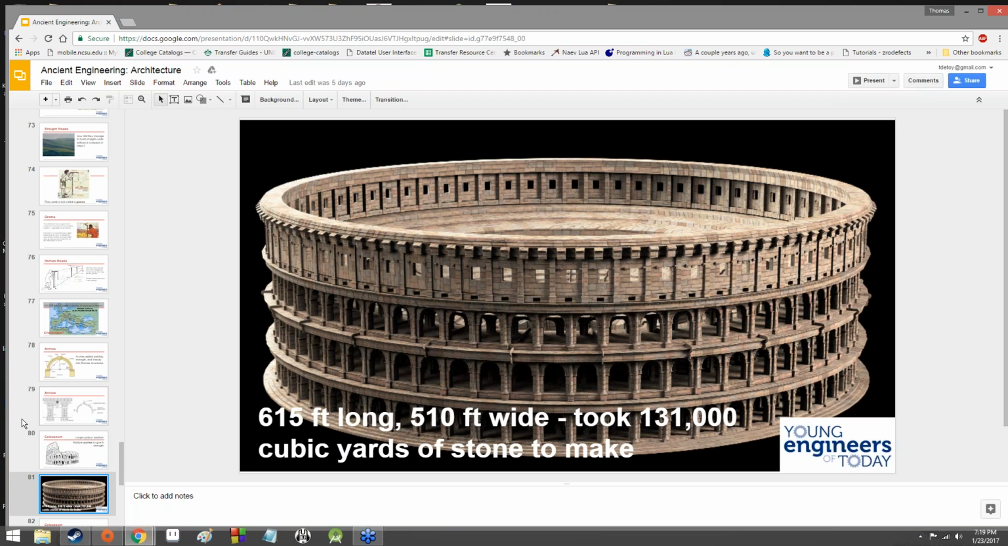But yeah, 131,000 cubic yards of stone to make, which, depending upon your stone, obviously is going to be many, many tons of stone. I can't do that math in my head right now. I apologize.